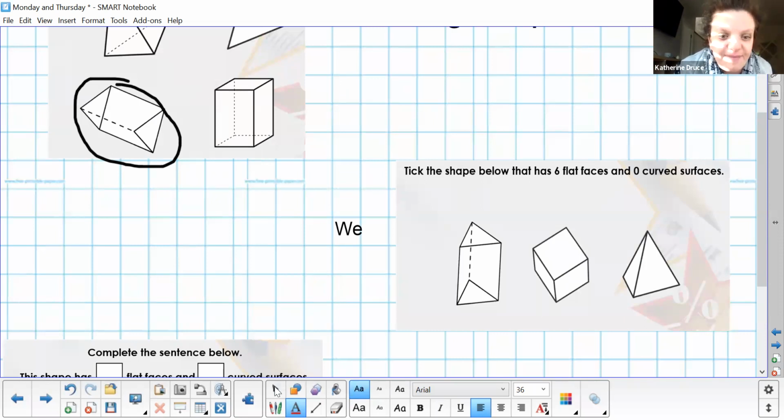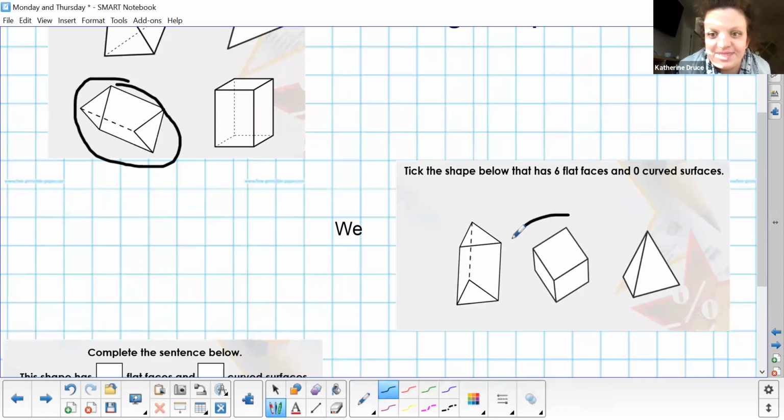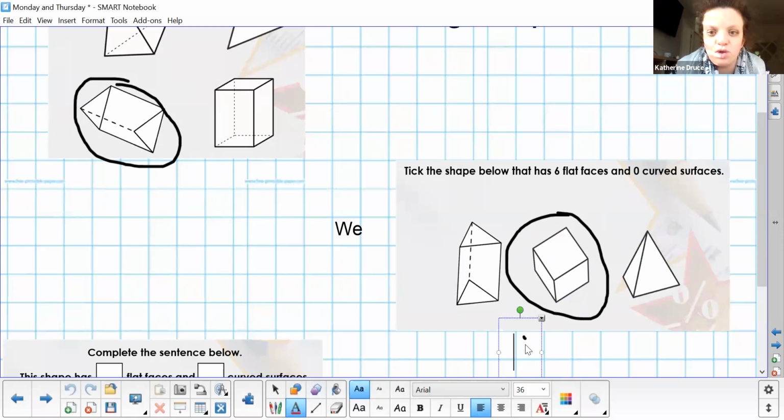Okay, and the one you should have picked should have been the middle one here. 6 faces, 1, 2, 3, and then the opposite sides, 4, 5, and then the bottom, the base, 6, and they're all flat, none curved, and this shape is called a cube, because we know if it's got all squares, it's called a cube.